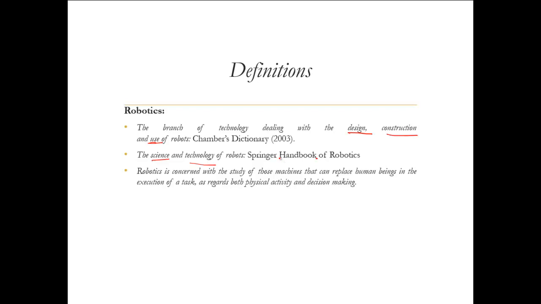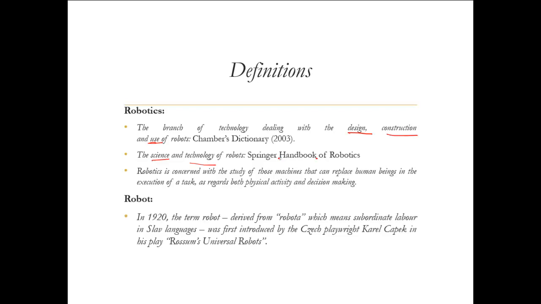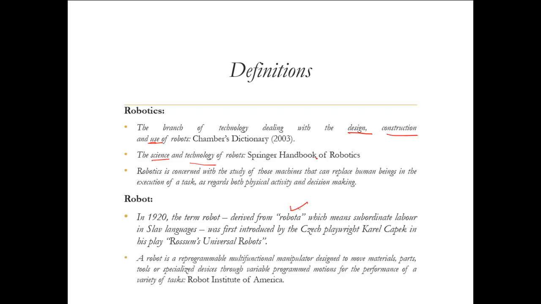Now let's look at the definition of the robot. The word robot actually stems from robota, which means subordinate labor. It was first introduced by Czech playwright Karel Čapek in his play Rossum's Universal Robots. So this was the first time the word robot was actually coined from robota. Now the standard definition of a robot is given by the Robot Institute of America as a reprogrammable multifunctional manipulator which is designed to move materials, parts, tools or specialized devices through variable programmed motions for the performance of a variety of tasks.